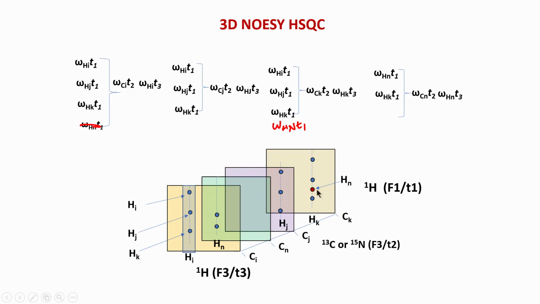Now if you look at this plane here, that is the Hk Ck combination, the Ck Hk plane. In the Ck Hk plane, along Hk, that is along T1, I am now observing an extra peak, Hn, coming from this chemical shift correlation. This is a new chemical shift correlation which I am now getting because of the NOE effect, which was earlier not present because we were only considering correlations within the amino acid.